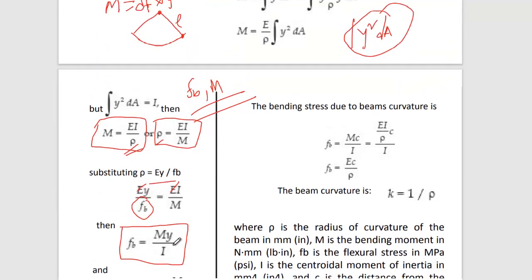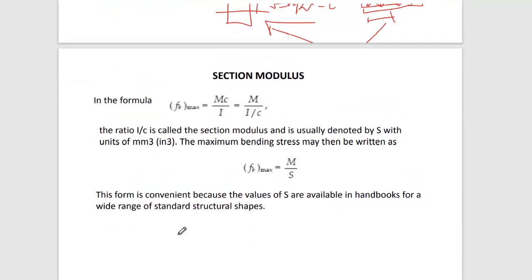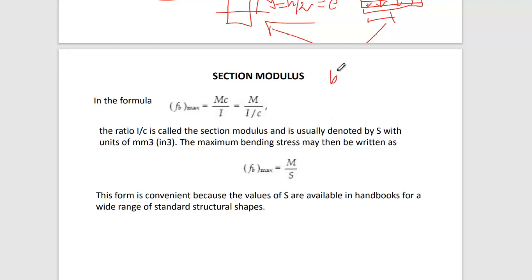Yes, sir. Okay. Here you can see sometimes you'll find a shortcut. I'm not going to show you the shortcut exactly here, but I'll give you the idea. Some people will say this M c over I like this, so you can convert this I by c, because these two are physical properties. If you consider a rectangular area, I is b h cubed by 12, and for c, what is the value of c? h by 2. Do you understand or not? So if you divide by h by 2, it would be 2 by h. You just reverse.